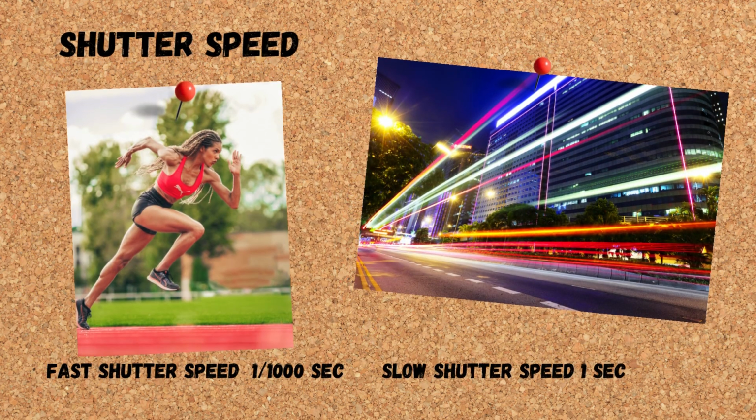Now, let's talk about shutter speed. The shutter is like a door in front of the camera sensor that opens and closes to let light in for a certain amount of time. Shutter speed determines how long light hits the sensor. A fast shutter speed, like 1/1000th of a second, freezes motion, perfect for sports and action shots. A slow shutter speed, like 1 second, lets in more light and creates motion blur, often used for low light photography and light trails.